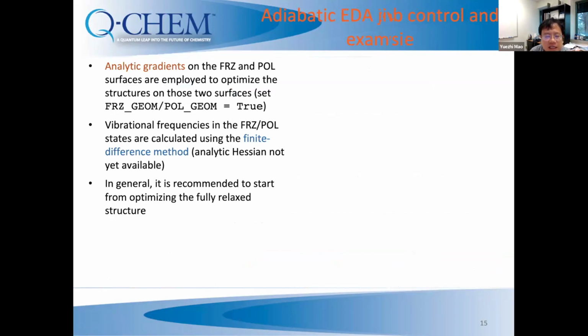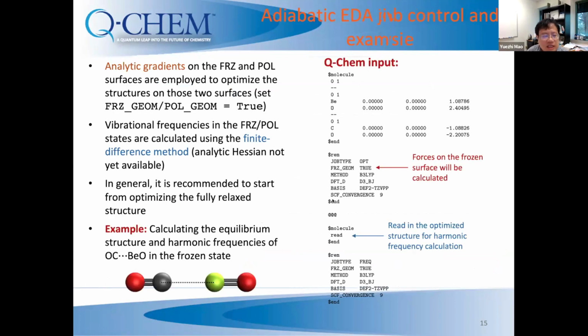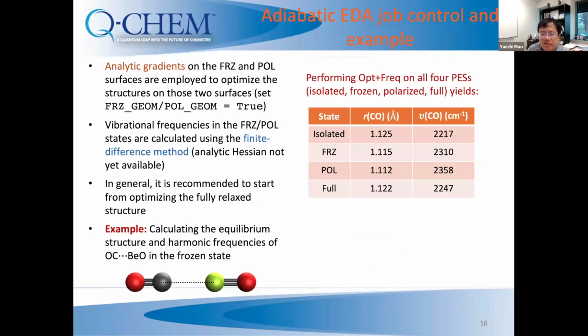So this is for the adiabatic EDA. What we need is just to set the frozen geom if we are optimizing geometry on the frozen surface, and the pole geom will give you the geometry on the polarized surface. And here is an example showing how to optimize the geometry and calculate the frequency at the optimized geometry on the frozen surface. And we can do this for each of the potential energy surfaces involved. And this is the final result.